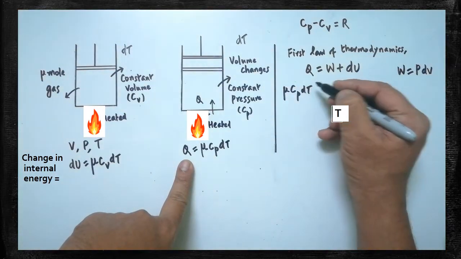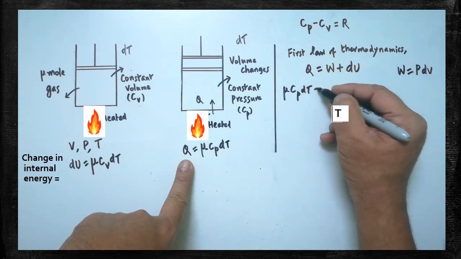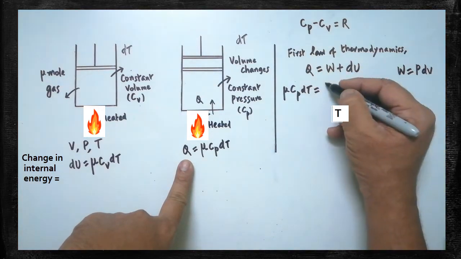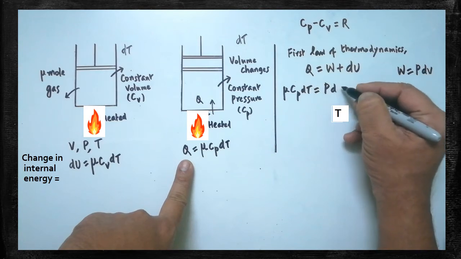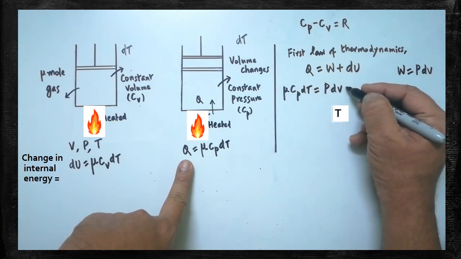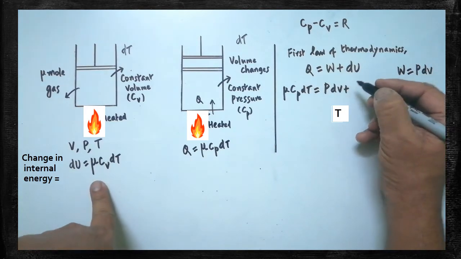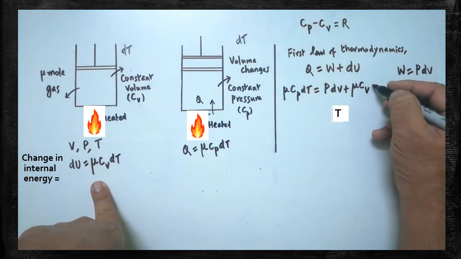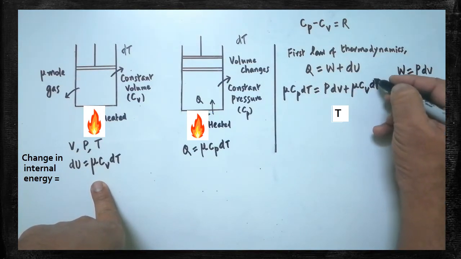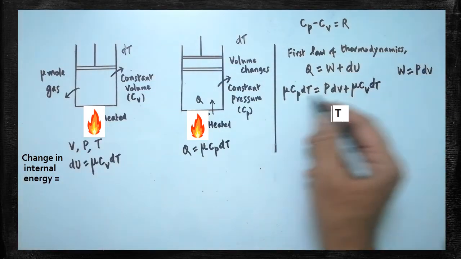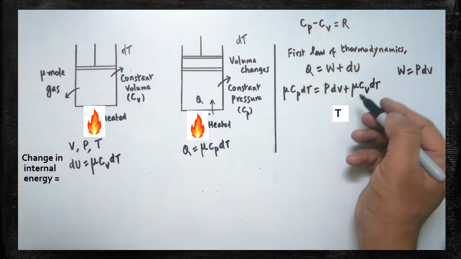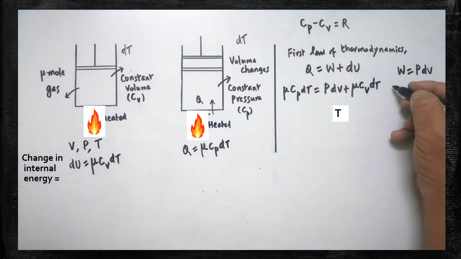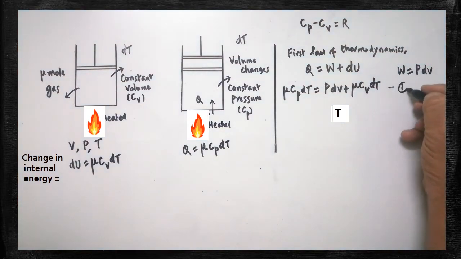dT. Q is substituted. What is the formula for W? P dV. Are you clear? Plus, what is dU? Mu Cv dT. Are you clear? So all the formulas are substituted here. Now this can be taken as equation number 1. Understood?